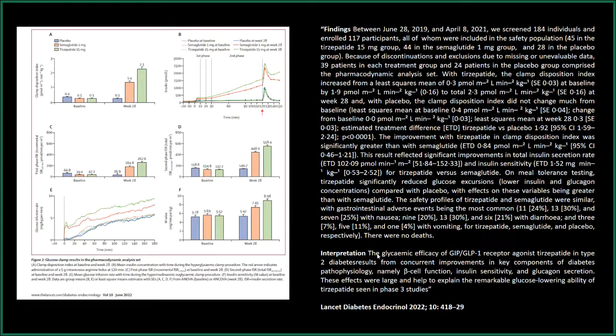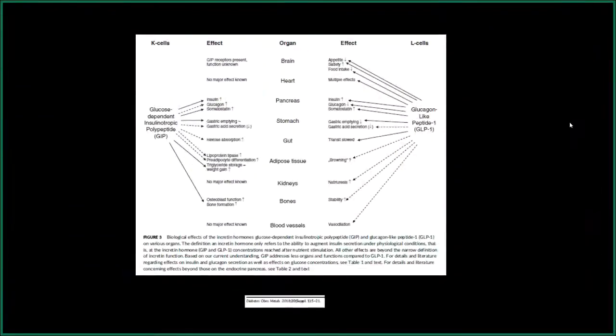So they looked at it and said that the glycemic efficacy of GIP-GLP-1 receptor agonist in type 2 diabetes results from concurrent improvements in key components of diabetes pathophysiology: beta cell function, insulin sensitivity, and also glucagon secretion. These effects were large and helped explain the remarkable glucose lowering ability of tirzepatide seen in phase 3 studies. Because really, even before they did all this analysis, the phase 3 studies were out and they were showing a large difference. So that's one of the things that you have.